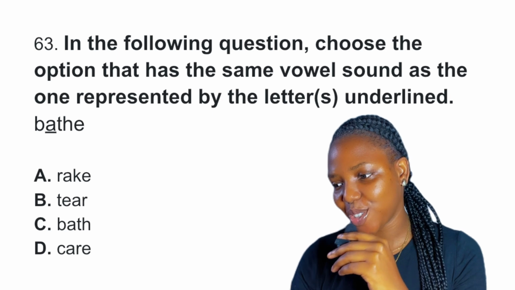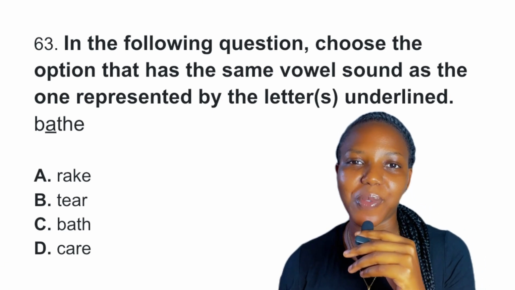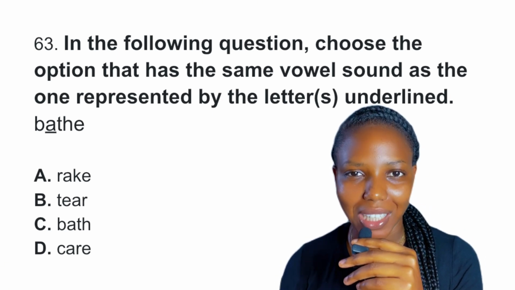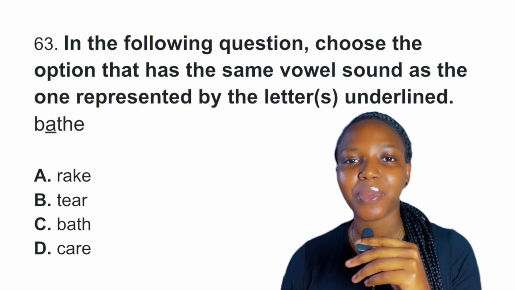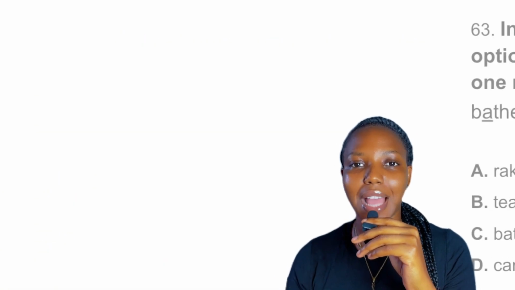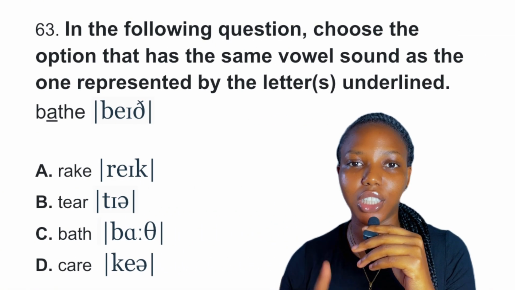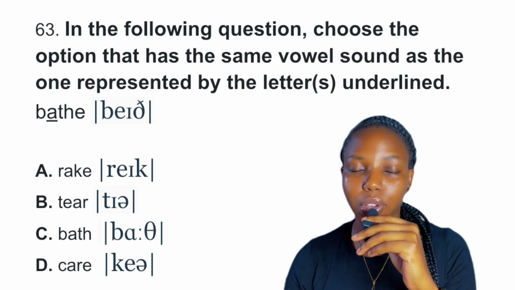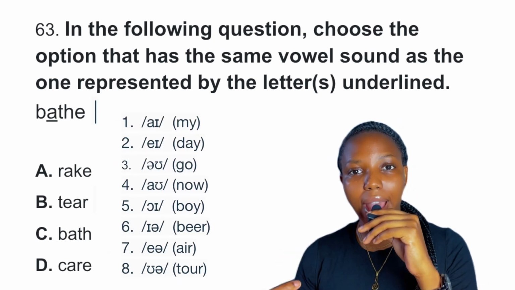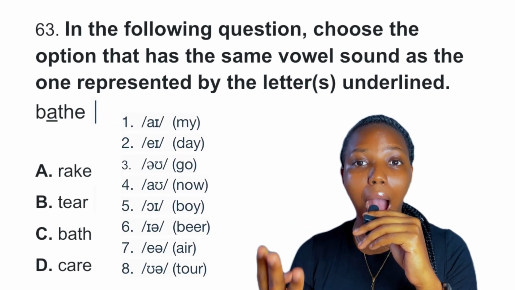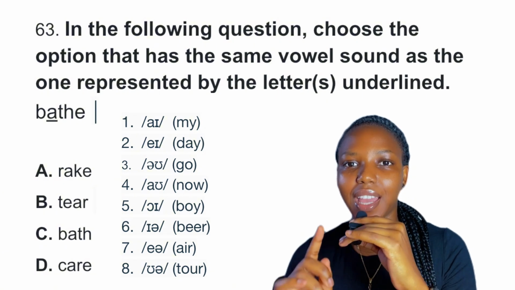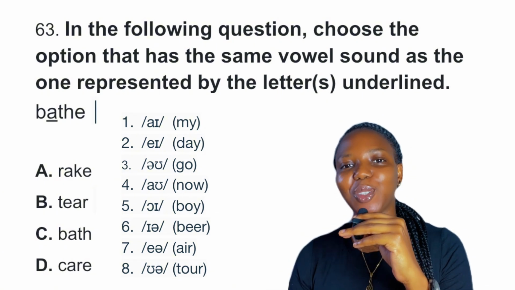Question 63. Choose the option that has the same vowel sound as the one represented by the letters underlined. The word is bathe. Letter A is underlined and it is pronounced as A. So A is a diphthong. There are 8 diphthongs in the English language. We have I, A, O, ow, oi, ear, air, oi. So there are 8.